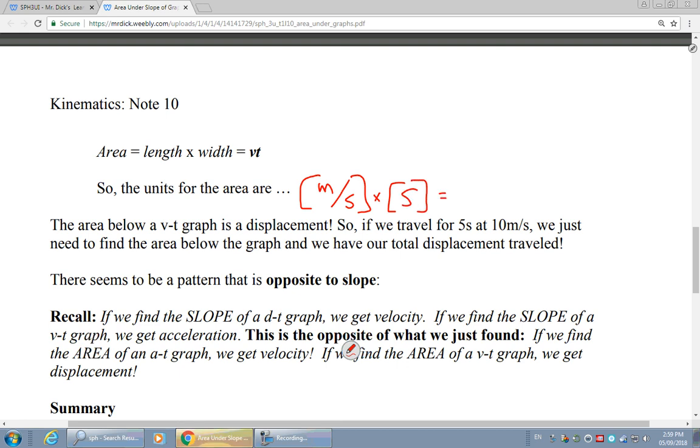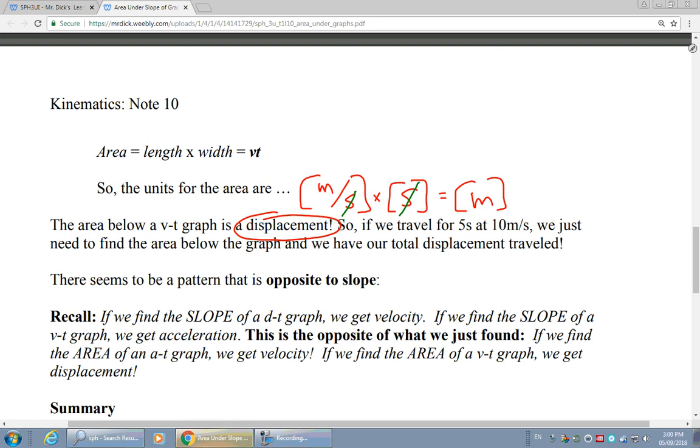And when that happens, we get the seconds that we multiplied from time canceling out the seconds that we're dividing in the meters per second unit. So we're actually just left with the meters part. And so we got a value that is measured in meters. And so the area below a VT graph is actually a displacement. Displacement being measured in meters.